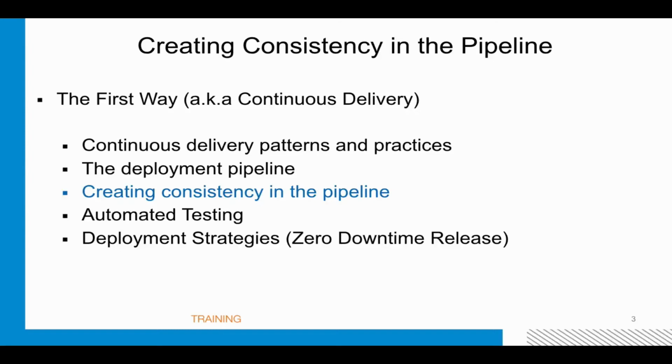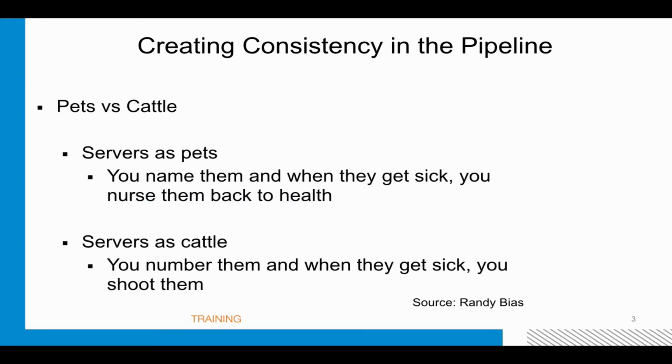So just here again, focusing on the consistency in the pipeline. This is covered pretty extensively in the Humble Farley Continuous Delivery book. There's a famous blog article by Randy Bias of this original, pets versus cattle, which is, do you treat your servers as pets? Do you name them? Do you take care of them when they get sick? Do you nurse them back to health? Or are they just cattle where you number them, and when they get sick you get rid of them.